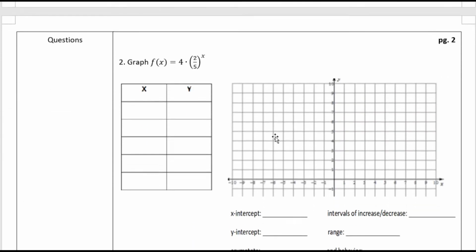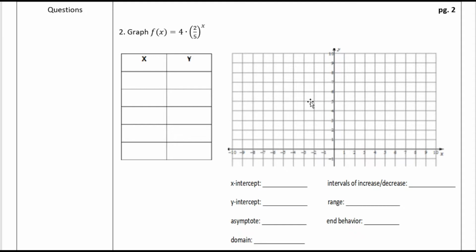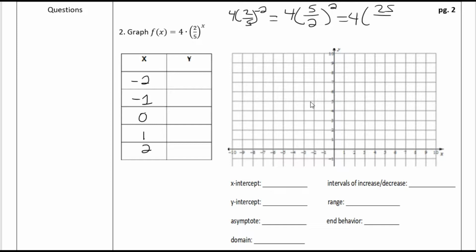All right, let's look at another problem. Again, we're going to do the graph of this, using these nice values for x. Let's plug in -2. So we have 4 times 2/5 to the -2. 2/5 to the -2, you flip it, so it's 5/2. Remember, when you have a negative, you flip and forget. You flip the fraction, so it's 5/2, and then you forget the sign, so now it's squared. 5 squared is 25, 2 squared is 4. Notice that the 4's cancel, leaving you with 25.